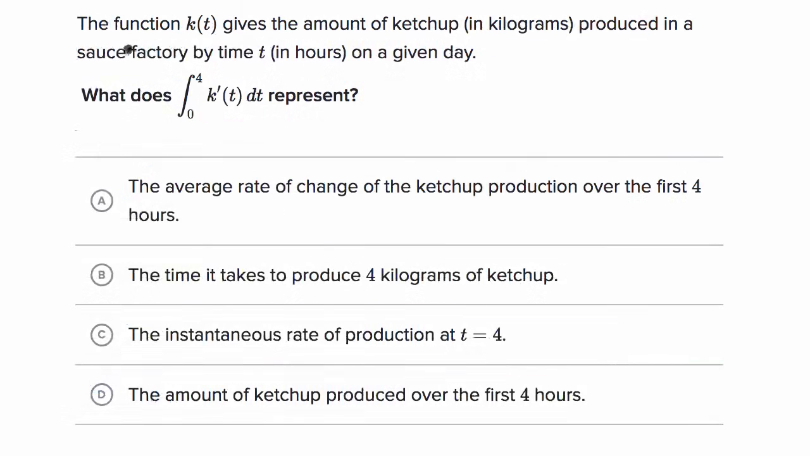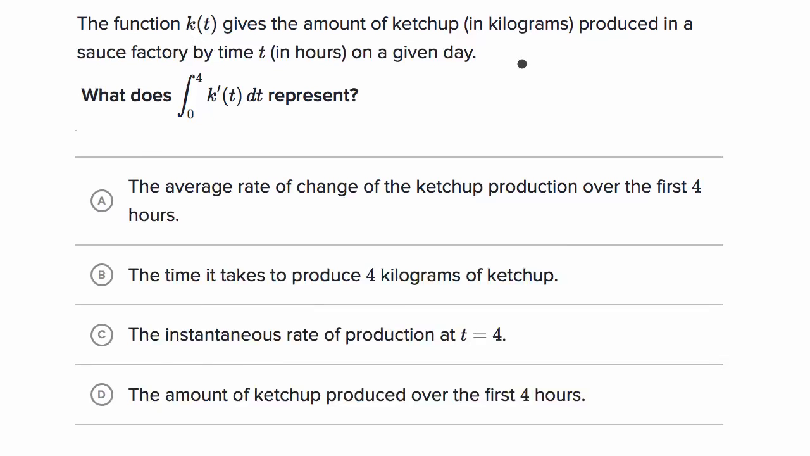So here we're told the function k of t gives the amount of ketchup in kilograms produced in a sauce factory by time in hours on a given day. So this is really quantity as a function of time. It isn't rate. What does the definite integral from 0 to 4 of k prime of t dt represent? Once again, pause the video and see if you can work through it.